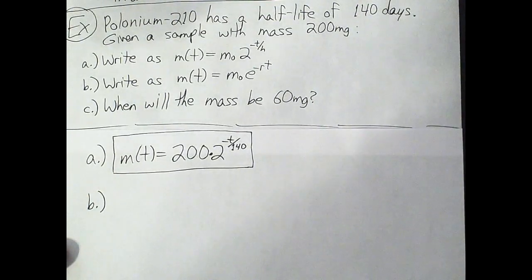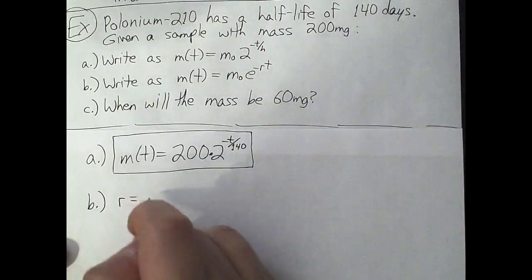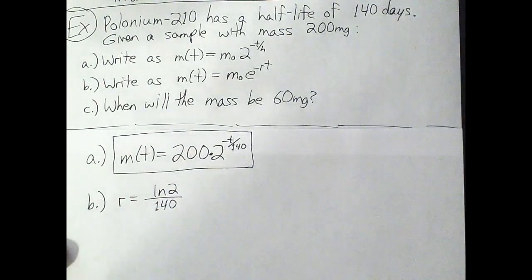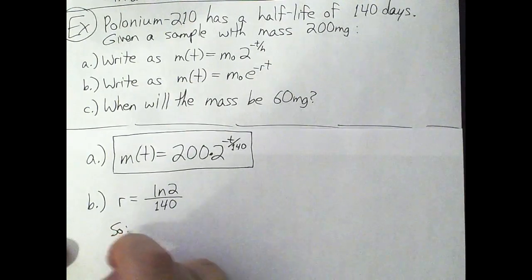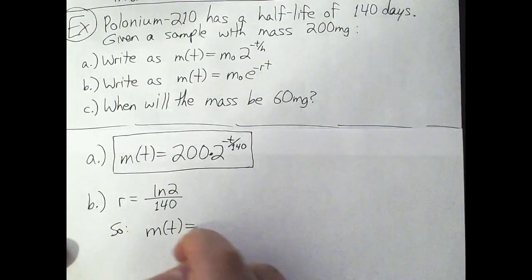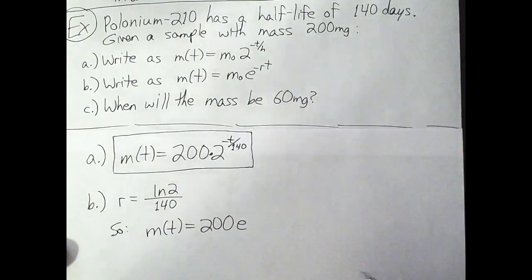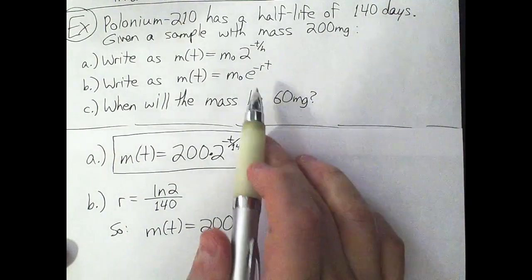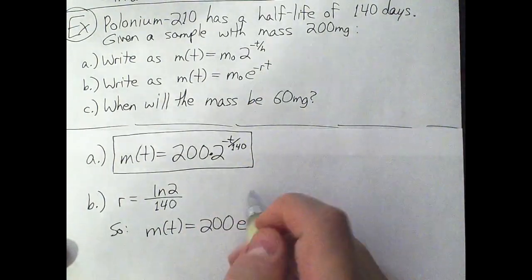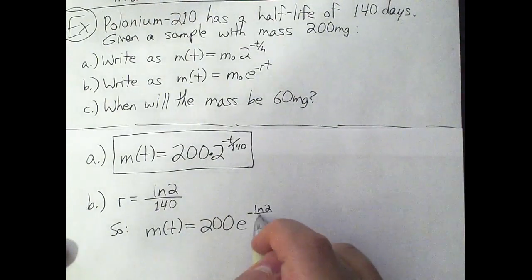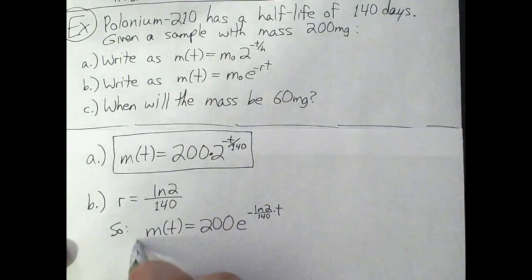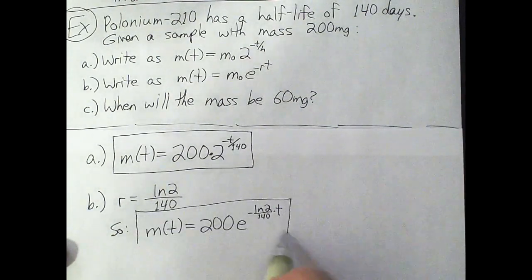Part B wants us to write it in the other form, and in the other form, we need to find out what r is. But remember, r equals ln 2 over h. h was given to us as 140. So we get m of t equals 200 e raised to the negative r, right? What did we just find for r? ln 2 over 140, and this should be times t. We could just write it like that. We did write it in the form that it asked us to.